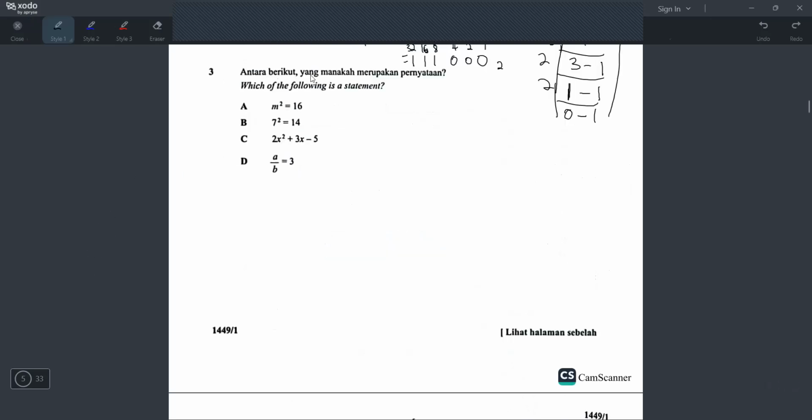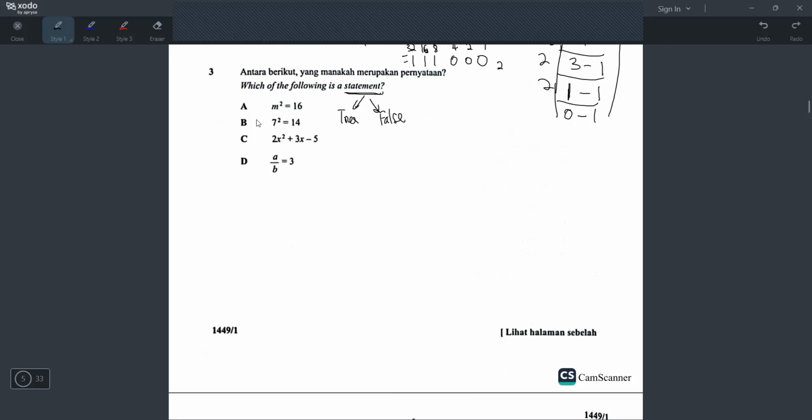Okay, number 3, which of the following is a statement? A statement is a sentence where you can determine the truth value, all right? What does it mean by truth value? It means you can determine whether it's true or false. So I repeat one more time: a statement is a sentence or equation where you can determine the truth value. It means you can determine whether it's true or false.